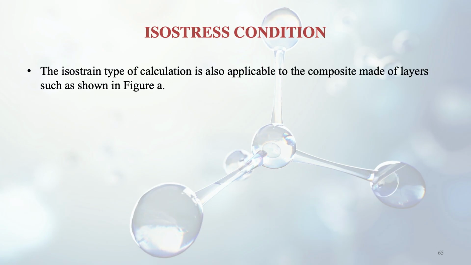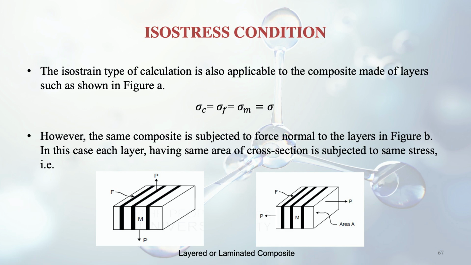After the isostrain condition, there is the isostress condition also. In that case, what happens, we are seeing here, the isostrain type of calculation is applicable to the composite made of layers such as shown in the figure A. So the figure A here is the isostrain type, where you can see the load is acting on this top face. So it is like all the layers of the fiber, they are all having same strain.